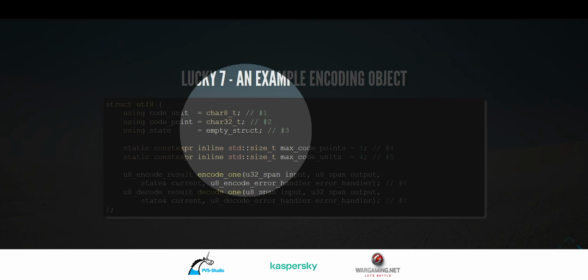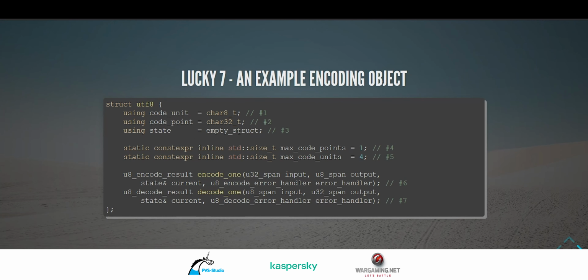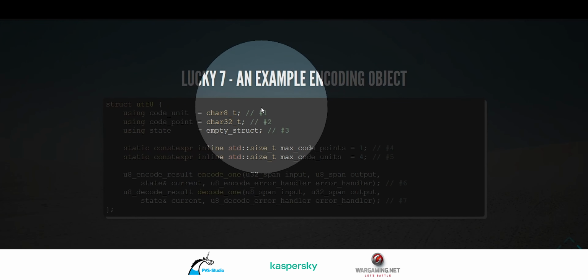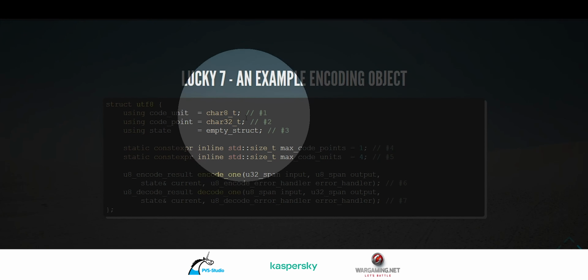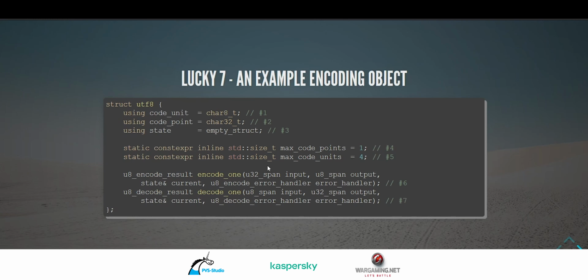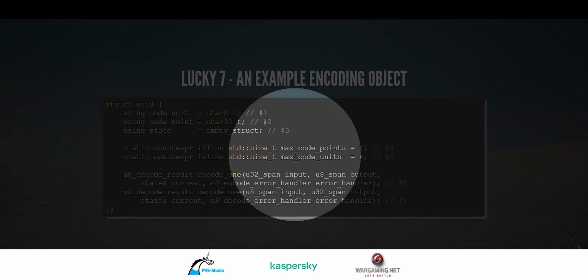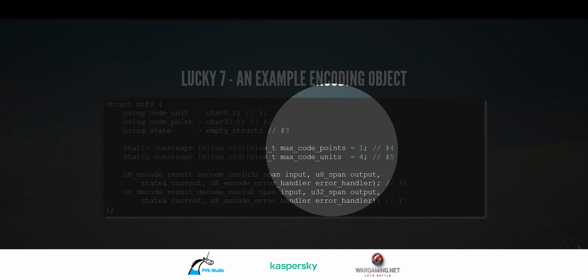And we have the state type, which right now is just an empty struct because all Unicode encodings don't really require any shift state or any additional memory, so we just have this empty struct here. And these are the 3 typedefs you need. Then you need 2 static constexpr integer variables. And what those tell you is the maximum number of code points that an operation can yield.